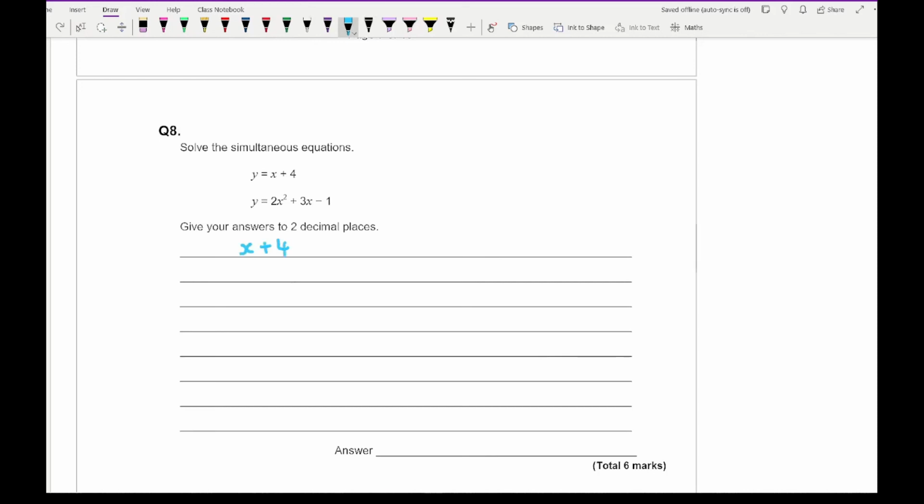So we've got x plus 4 equals 2x squared plus 3x minus 1. So then taking everything onto one side, we end up with 2x squared plus 2x minus 5 equals 0. Now because it mentions rounding, I'm going to go straight into using the quadratic formula. So let's just write that down there. So here we've got a equals 2, b equals positive 2, and c equals minus 5.